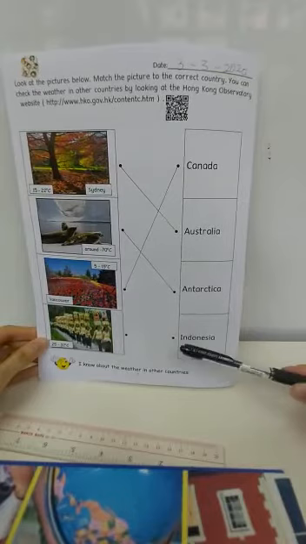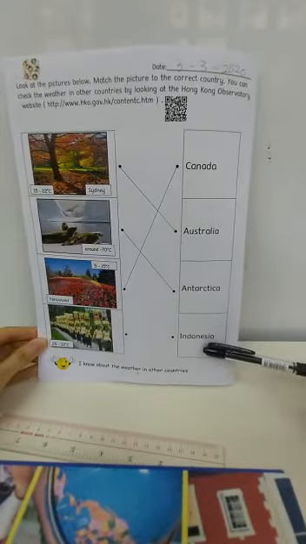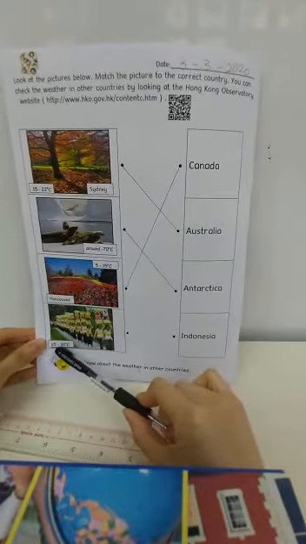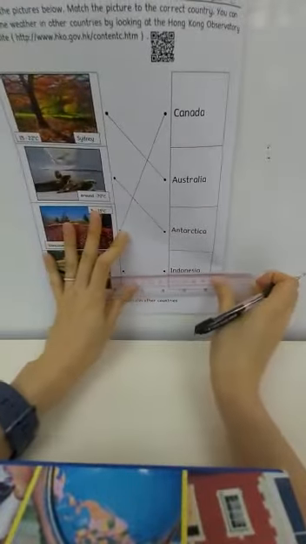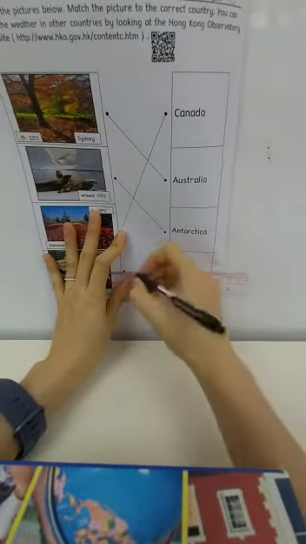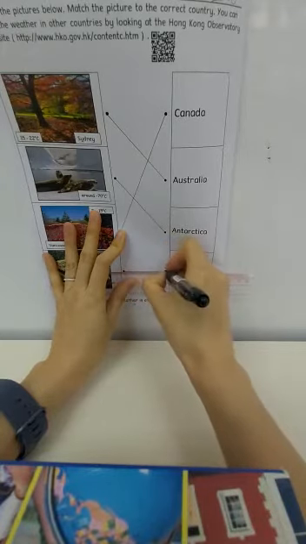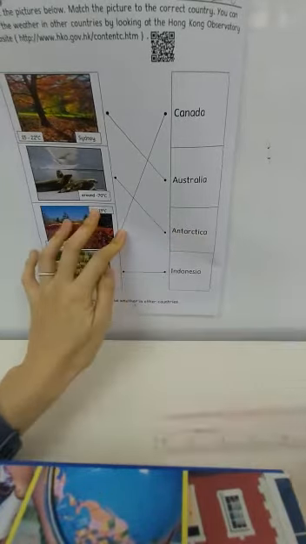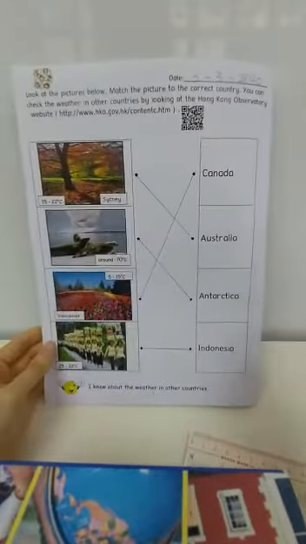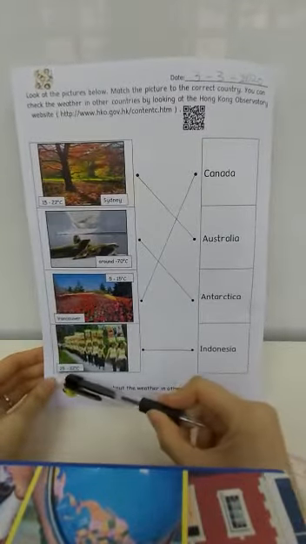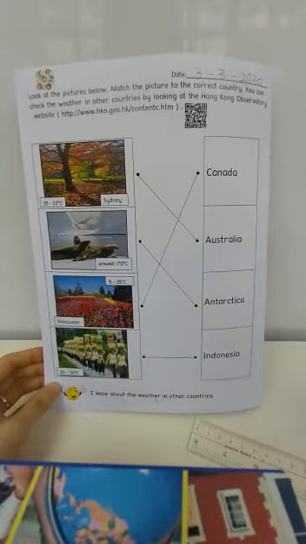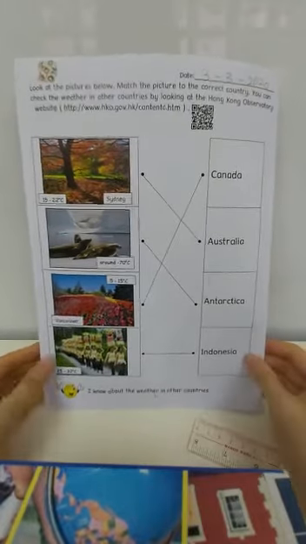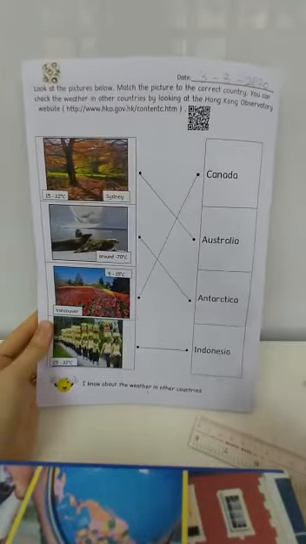Okay, next is Indonesia. It is between 25 to 32 degrees. Actually, Indonesia is pretty warm all year round. They don't have winter at all. So their temperature is basically 25 to 32 degrees all year round. Okay, so that's done. So let's move on and look at the Hong Kong Observatory website together.